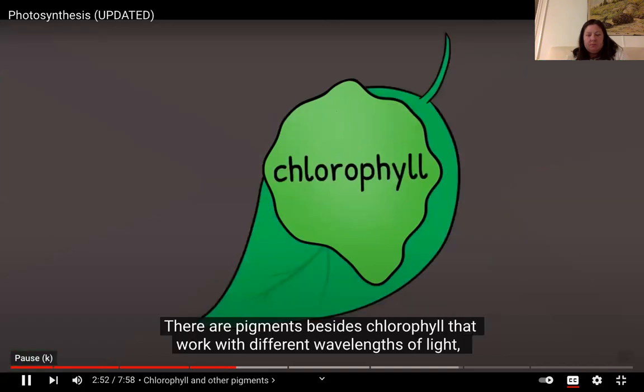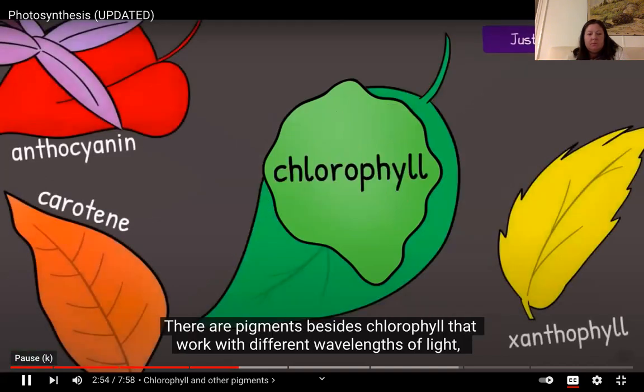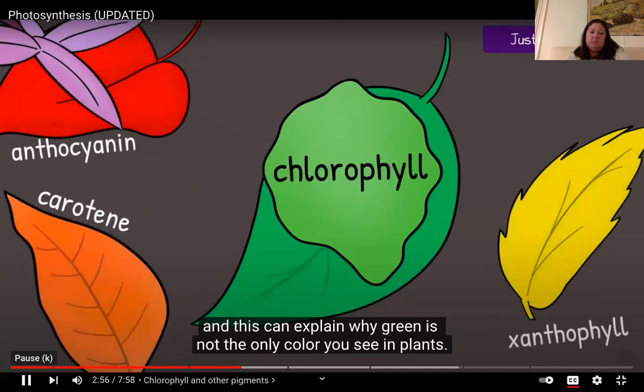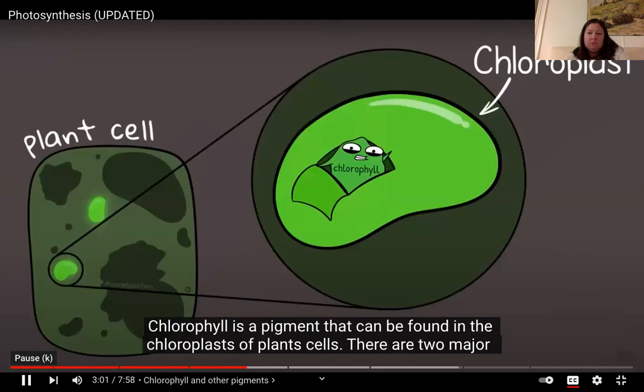There are pigments besides chlorophyll that work with different wavelengths of light, and this can explain why green is not the only color you see in plants. Chlorophyll is a pigment that can be found in the chloroplast of plant cells. Okay, so we're going to put an arrow here and put that chlorophyll is found in the chloroplast. So it is found in the chloroplast in plant cells.